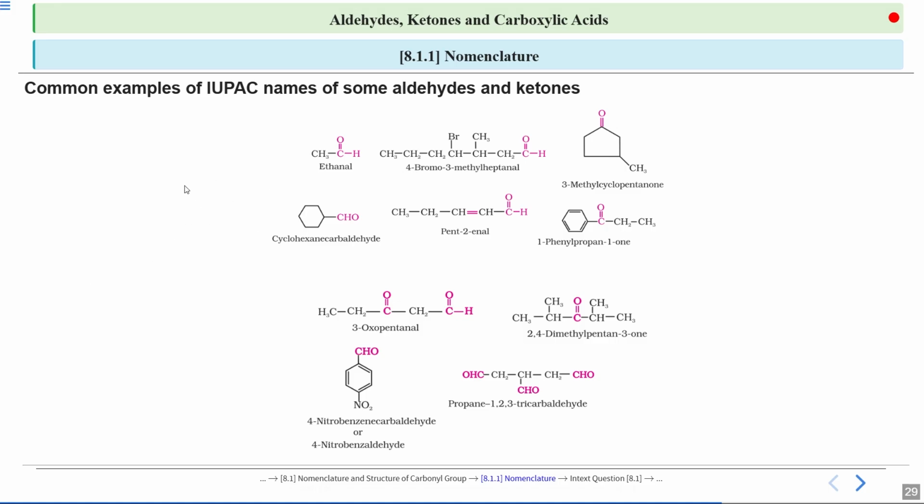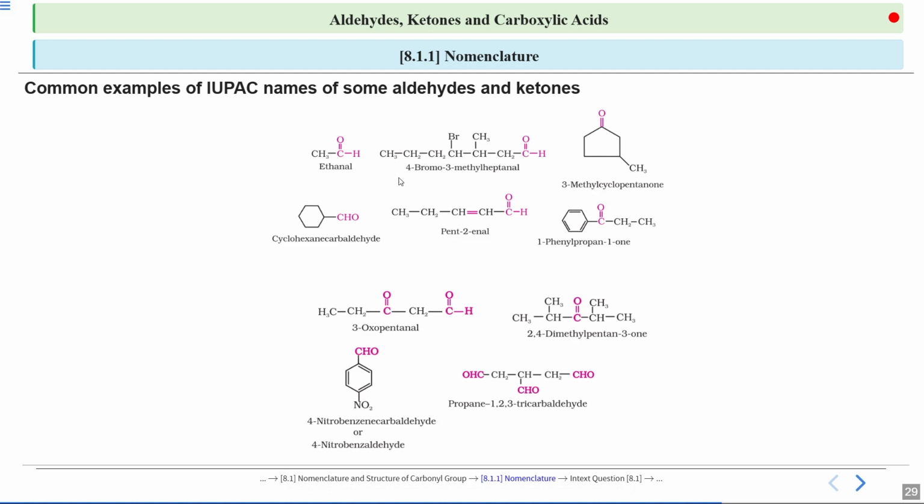Similarly, look at this. In this ring, an aldehyde group is attached. So in this case you write the name of the full cycloalkane, which is cyclohexane, and you use the suffix carbaldehyde. So this is cyclohexane carbaldehyde. Similarly, look over here. This is also an aldehyde. How many carbon atoms? 5. I'll do the numbering from this side, 1, 2, 3, 4, 5. So the root word is pentane, and E is replaced by Al. The second position shows where this unsaturation or double bond is present. It is present at second carbon. So this is pent-2-enal.